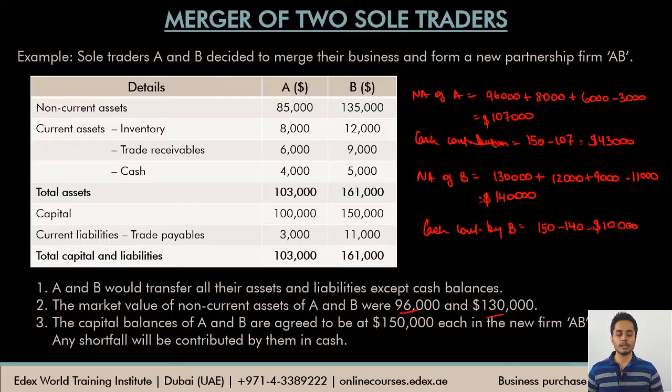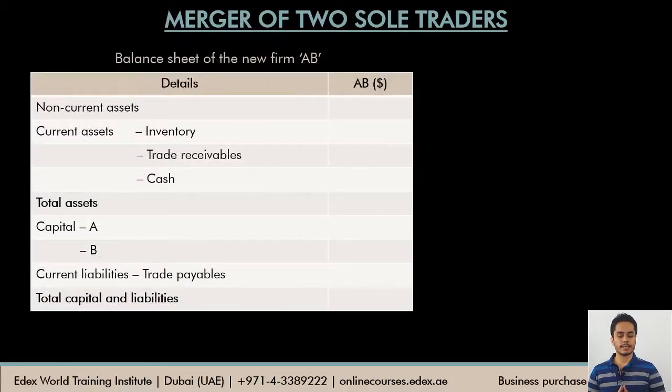So after analyzing all this, our next step is to prepare the balance sheet of the new firm AB after the sole traders have merged their businesses. So let's prepare the balance sheet. Non-current assets of AB, the new firm, would be the total of non-current assets contributed by A and B, which is 96,000 plus 130,000. So A contributed 96,000. Remember one thing, I'm not taking the book values of the assets of A and B, I'm taking the market values. 96,000 plus 130,000 would be 226,000 value of non-current assets.